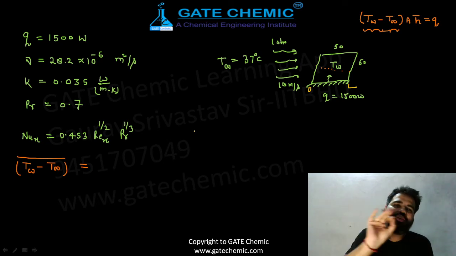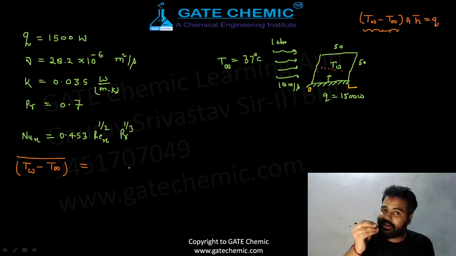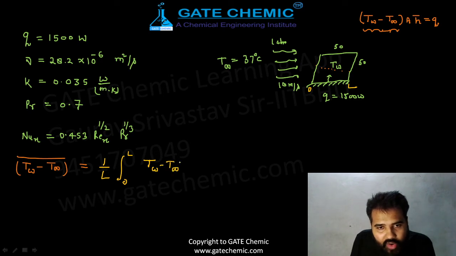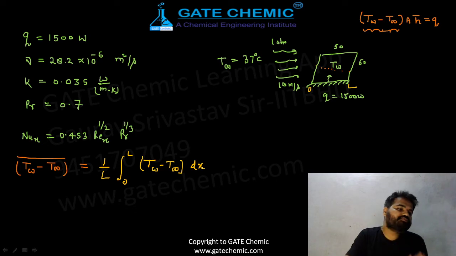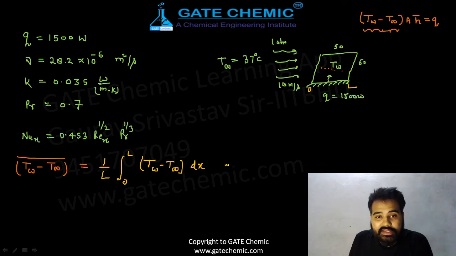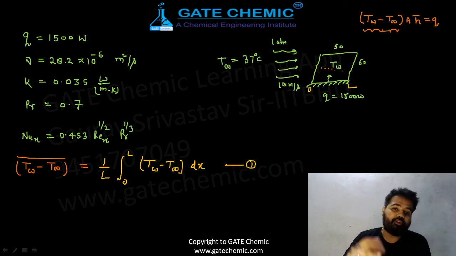It will depend upon your given equation and the formula: integral from 0 to L of dx gives L, so the average is 1 by L times the integral from 0 to L. And what do you integrate? This TW minus T infinite you have to integrate. This is your problem. Is this equation clear to all of you? If it is clear till here, then I will move forward.